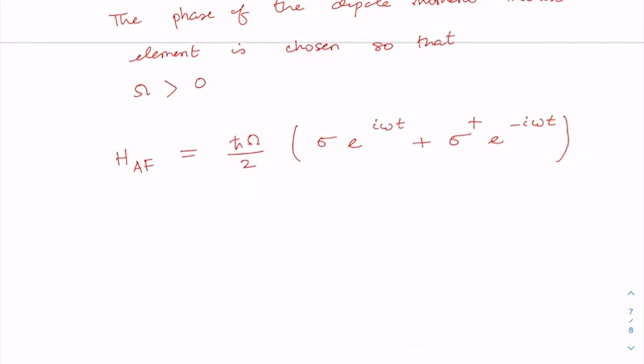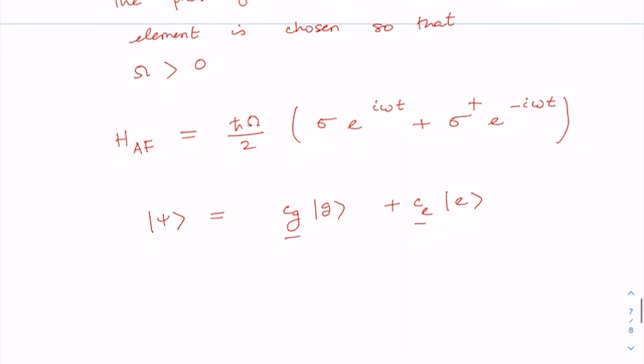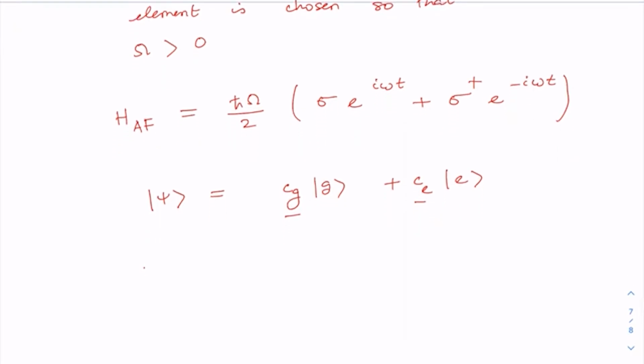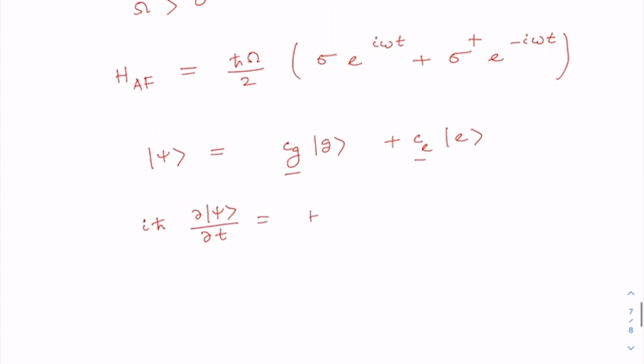Now the atomic state of our two-level atom can be written as a superposition of the ground state and the excited state with the corresponding complex coefficients Cg and Ce. The time dependencies are contained in these coefficients Cg and Ce, and the time evolution is given by the Schrodinger equation, that is iħ ∂ψ/∂t is equal to Hψ, where H has an atomic part and the atom-field interaction part.